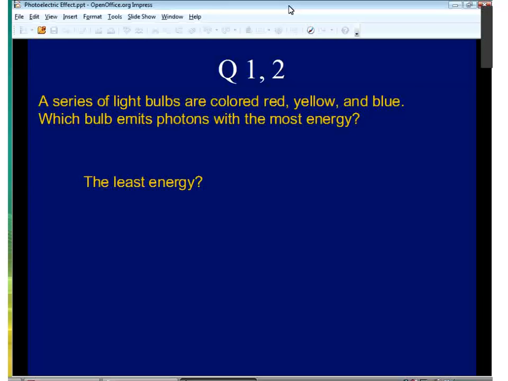Okay, here comes a question. A series of light bulbs are colored red, yellow and blue. We are talking about the traditional incandescent type of bulb, right? Which bulb emits photons with most energy? What's your answer?